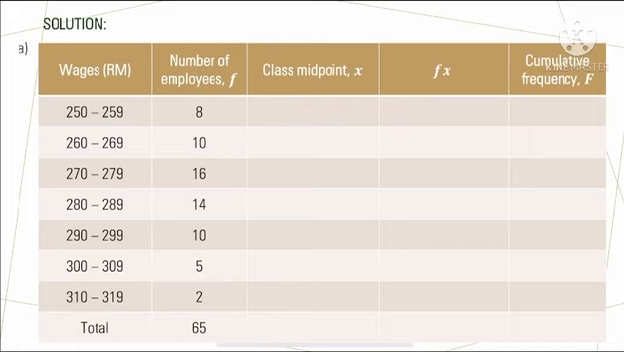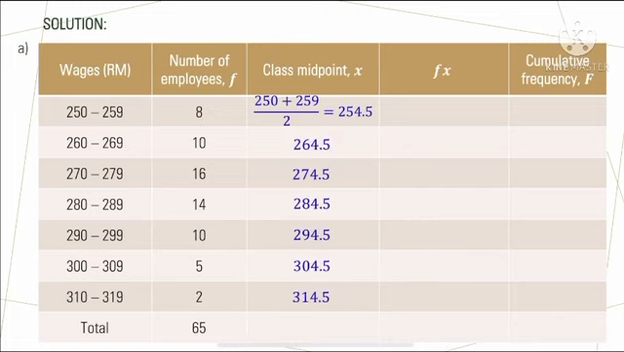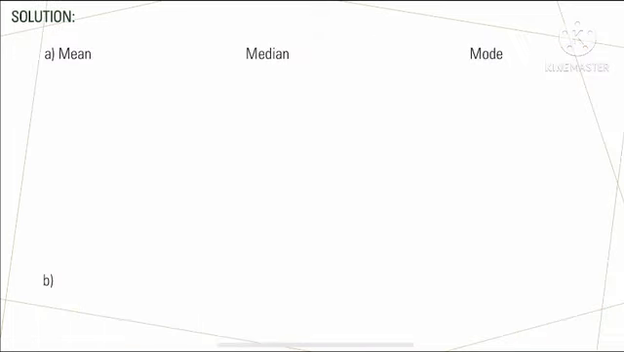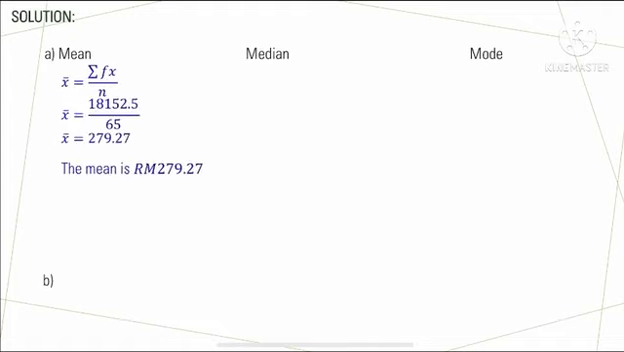To find the midpoint, we add the upper limit and lower limit and divide by 2. For the column fx, we multiply the frequency f with its corresponding midpoint x. And the cumulative frequency for the first class interval is equal to its frequency 8, and the rest are this. Total fx equals 18,152.5. Mean is total fx divided by n, or the total of f. So the mean is RM 279 ringgit and 27 cent. The answer must be in RM.